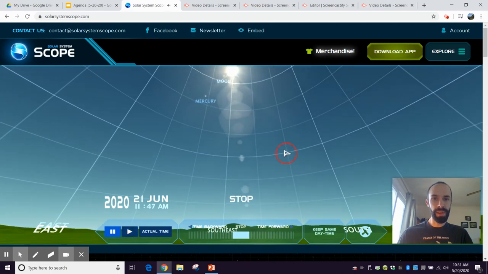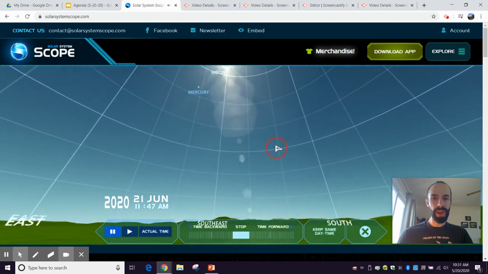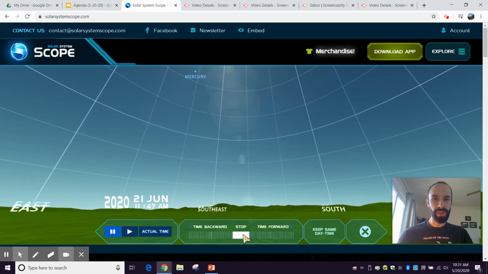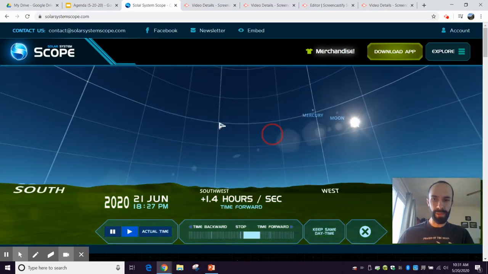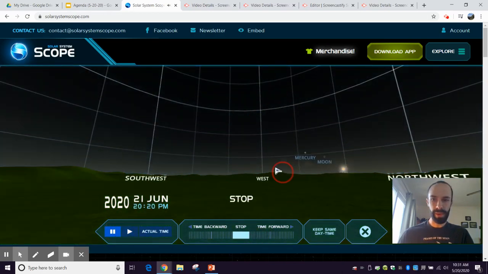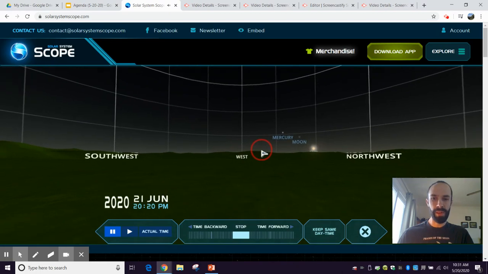Okay, and then it's going to come back down again, and it's going to set a little bit to the north of west as we go forward into the afternoon. It's setting right around now. Okay, notice setting in the northwest. So that's the first day of summer.